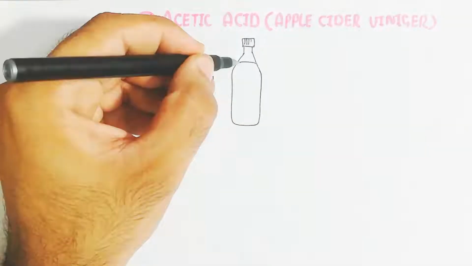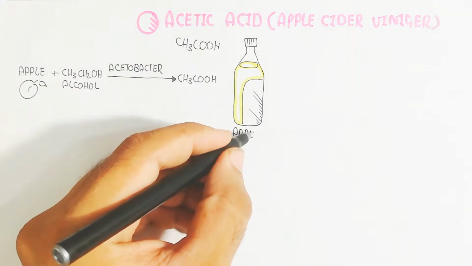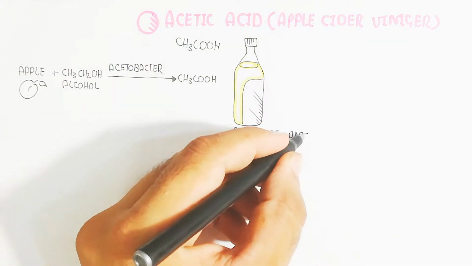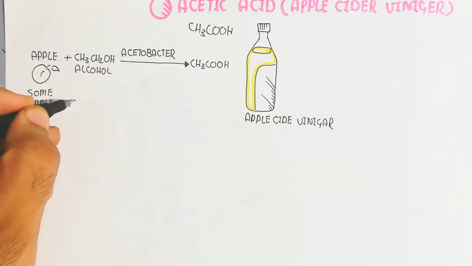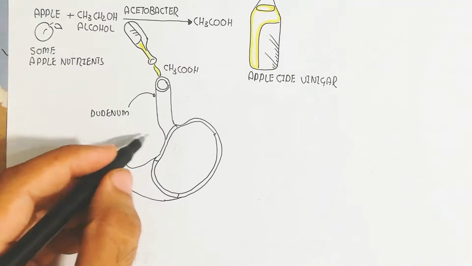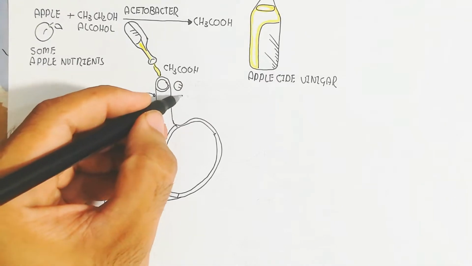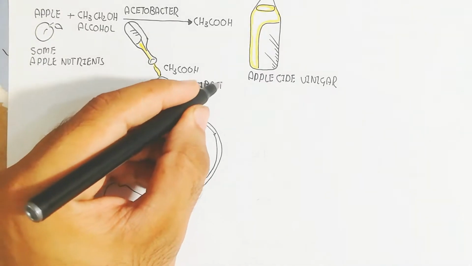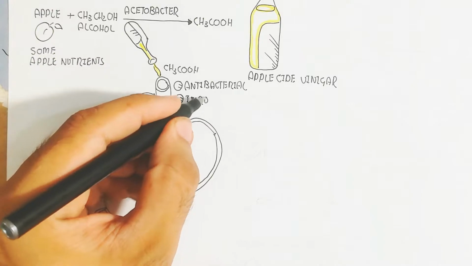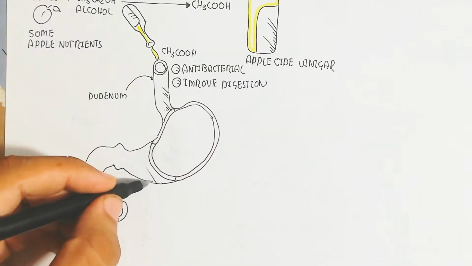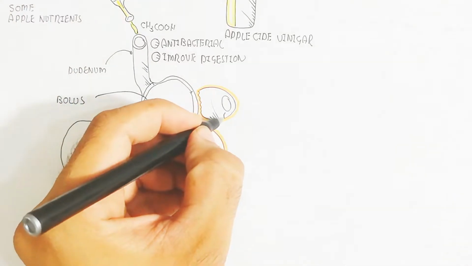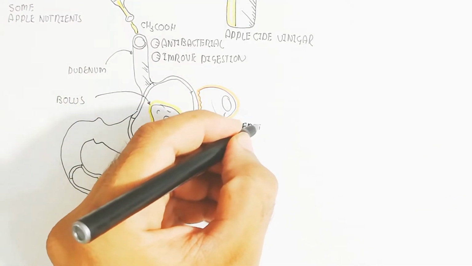What are the changes due to acetic acid in our body? Let's begin with a simple concept and understand it in a simple manner. When you drink 3 or 4 spoons of acetic acid, it is antibacterial due to the acidity, and it improves digestion. How does it improve digestion? Let's understand.